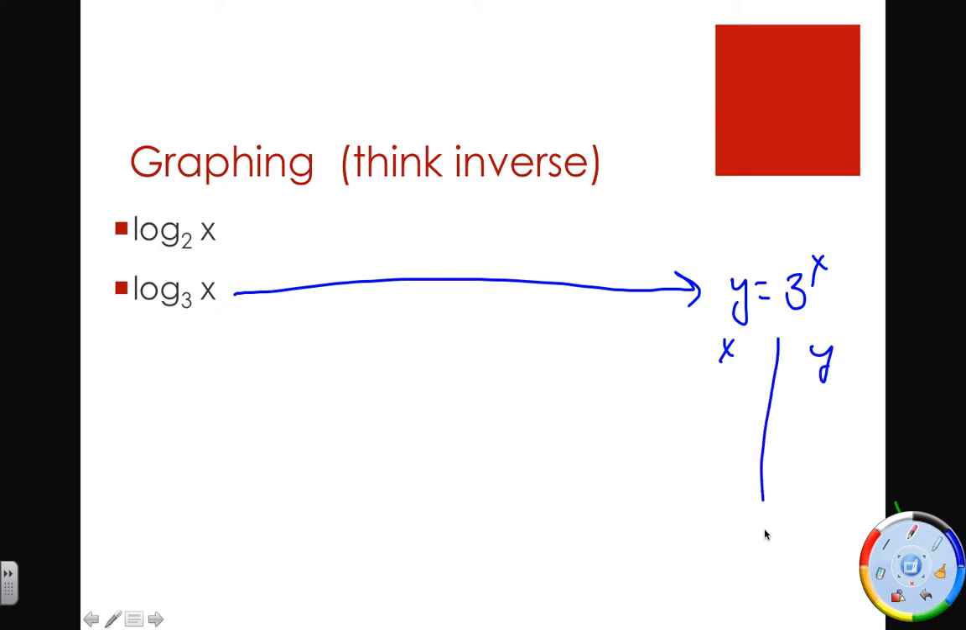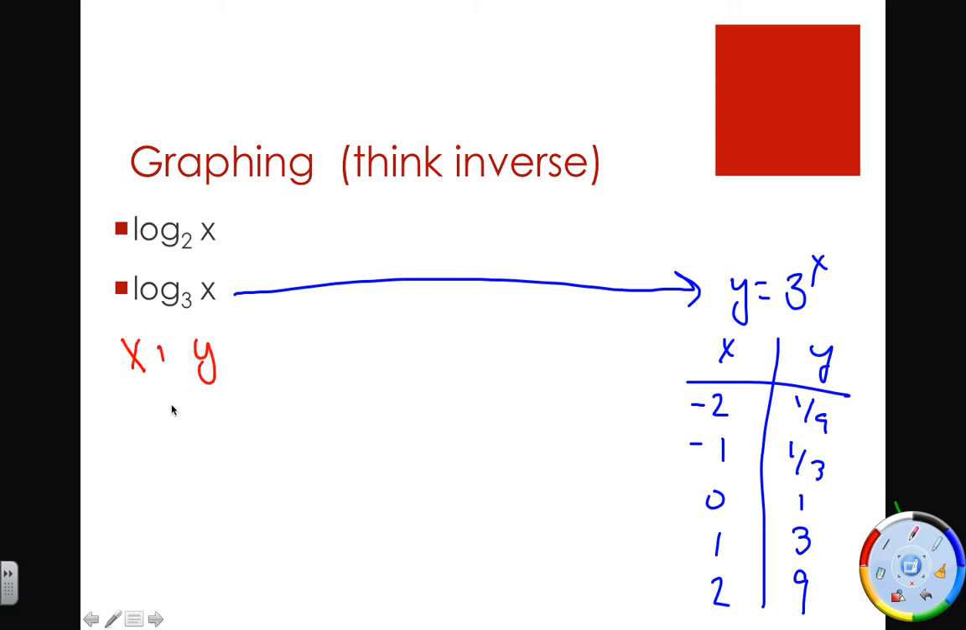If we think about a table for this, using the same values, -2, -1, 0, 1, and 2, just like we did for exponentials, I could get these numbers: 1 over 9, 1 over 3, 1, 3, and 9. Then in order to graph the log base 3 of x, swapping x and y, I get 1/9, 1/3, 1, 3, and 9, and I get -2, -1, 0, 1, and 2. And I can just go ahead and graph that.